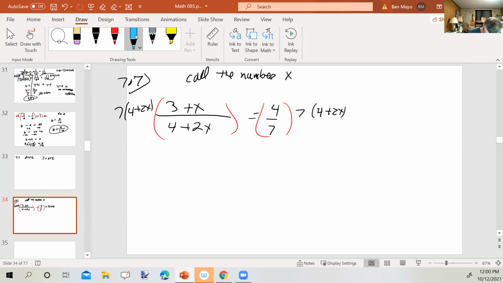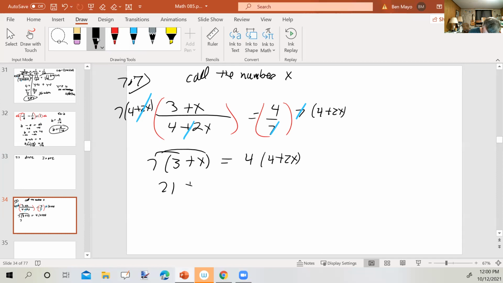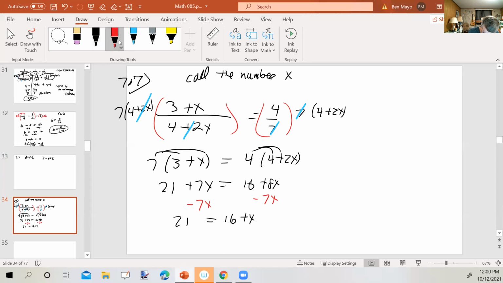On the left side, the 4 plus 2x is reduced out, and we have 7 times the quantity 3 plus x. On the right side, the 7s reduce out, and we have 4 times the quantity 4 plus 2x. Distributing, 21 plus 7x equals 16 plus 8x. I'm going to solve for x on the right. So subtracting 7x from both sides, I get 21 equals 16 plus x. Subtract 16 from both sides, and I get x equals 5.